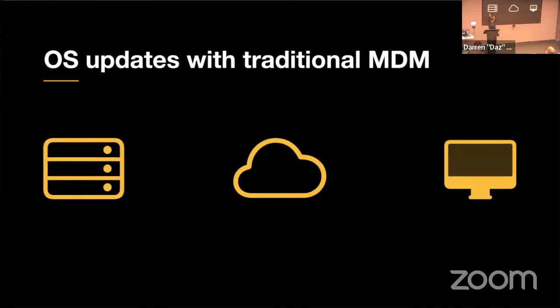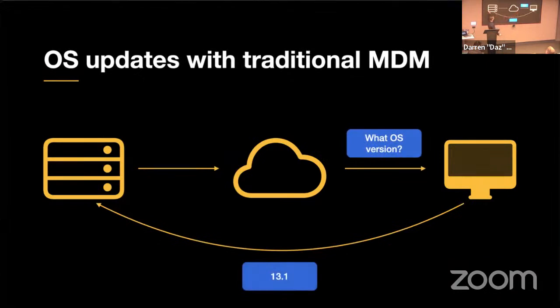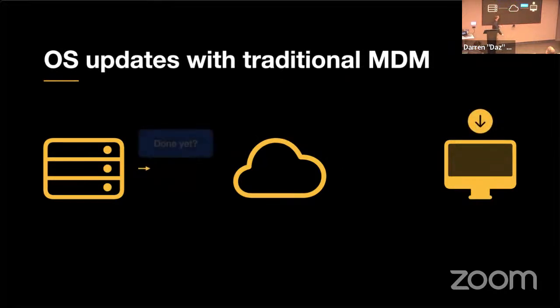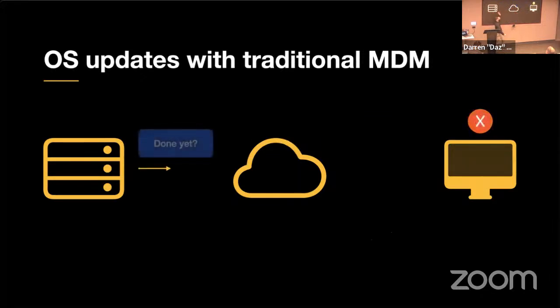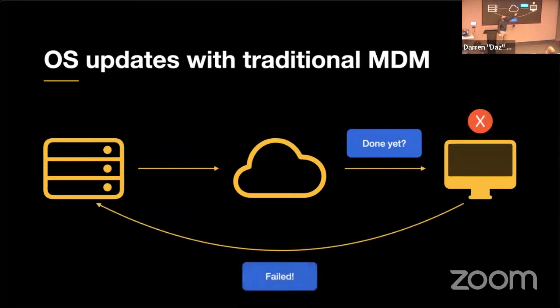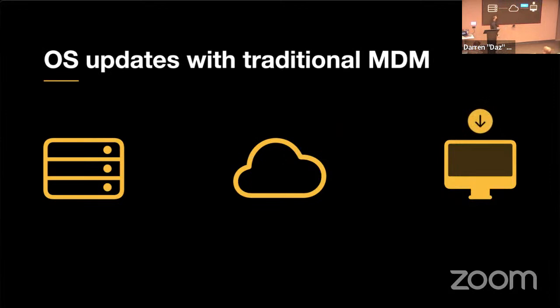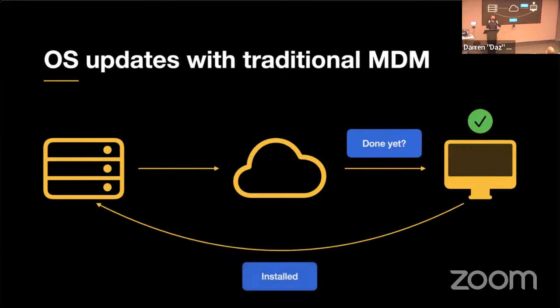So I'm going to walk you through the old way. If you just hit the slides, right? Yep. So the old way is we say, well, what OS version? And we have to wait for the reply. And then we say, okay, go ahead and install. And the device says, okay. And we say, are you done yet? And the device says, nope, not done yet, still working on it. Are you done yet? If an error occurs, which sometimes happens with software update, we rely on the device telling us that it failed. So then we say, okay, try again. And it tries again. And finally we say, are you done yet? And it says, yeah, I'm done. We've installed.